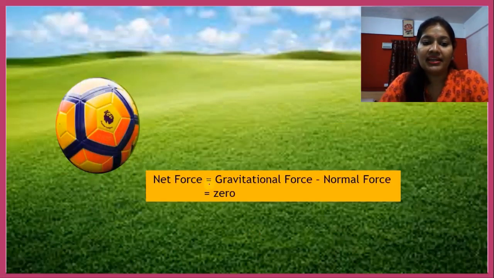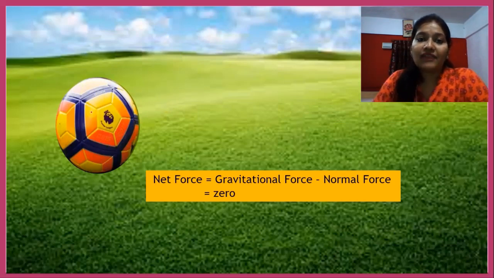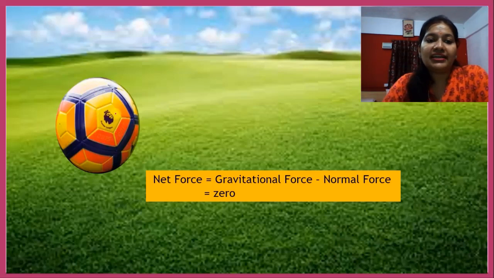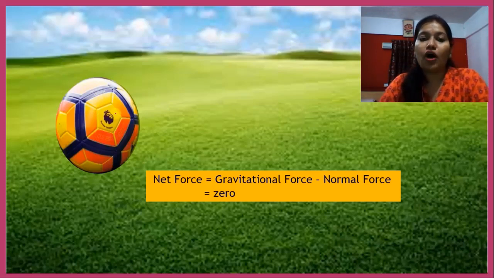Basically, net force acting on the ball. If I want to calculate the net force acting on the ball, I will add all the forces which are acting on it. And in the previous slide, I explained that there are two forces acting on it. First one is gravitational force and second is normal force. And both the forces are in opposite direction.